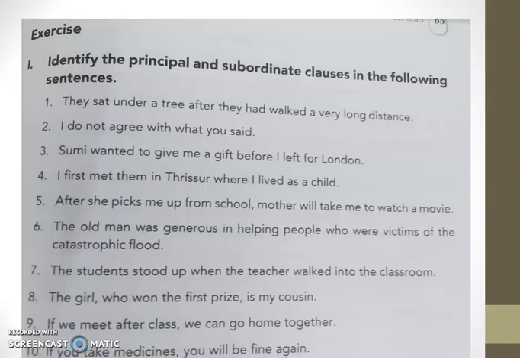Coming to the ninth question, if we meet after class, we can go home together. So the two parts are, if we meet after class is one part, we can go home together is the other part. Here the independent clause is, we can go home together, and the dependent clause is, if we meet after class. Coming to the 10th, if you take medicines, you will be fine again. So obviously the independent clause is, you will be fine again, and the dependent clause is, if you take medicines.